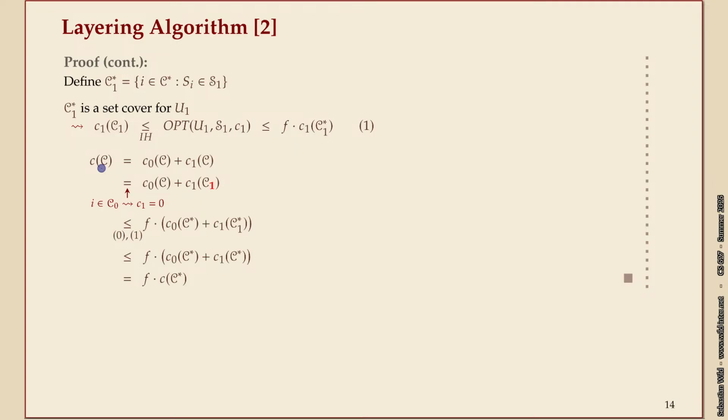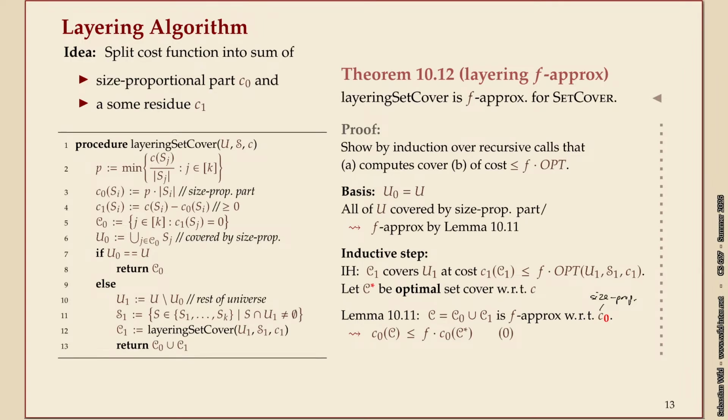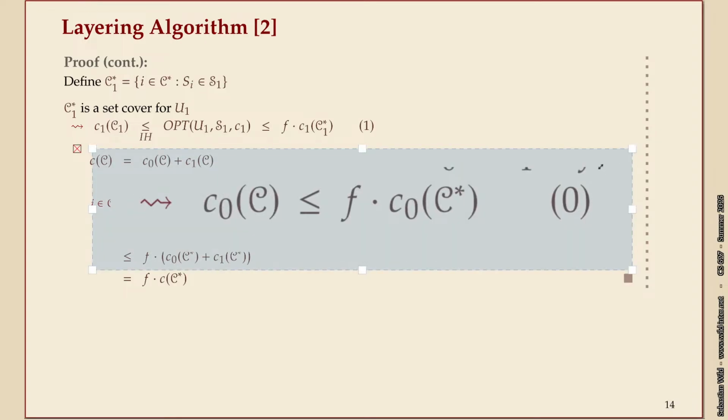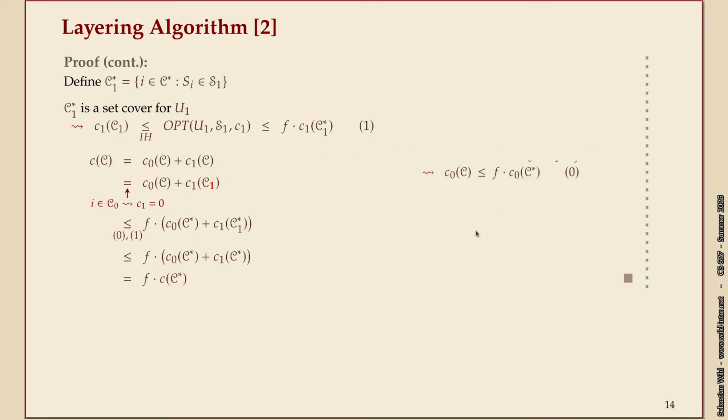The cost of our solution that we compute in terms of the actual cost we care about, C, can be split into the size proportional part and the residue part. So far, so easy. Then on the residue part, we know that all the size proportional sets have residue cost 0. So here, this C1 of this set is a sum, and I'm leaving out all the terms that are just 0. And now I'm using my two equations. Let me just copy this one, so we have it on the same slide. So that's what we use here.